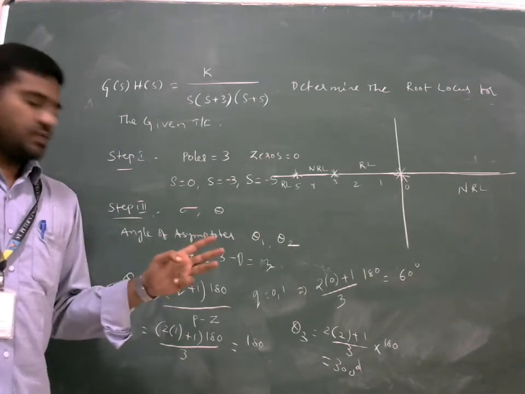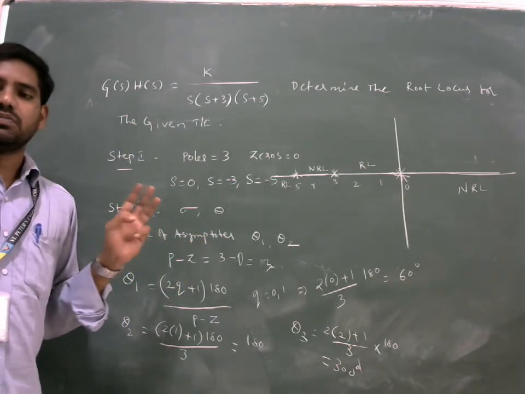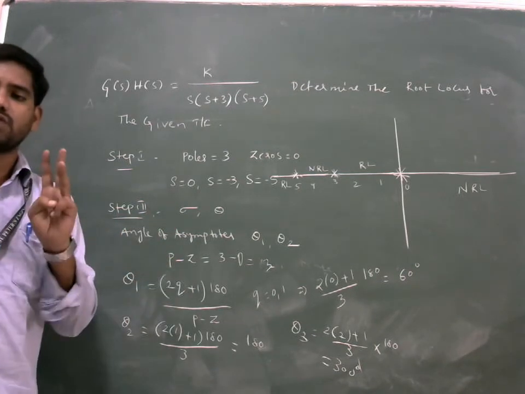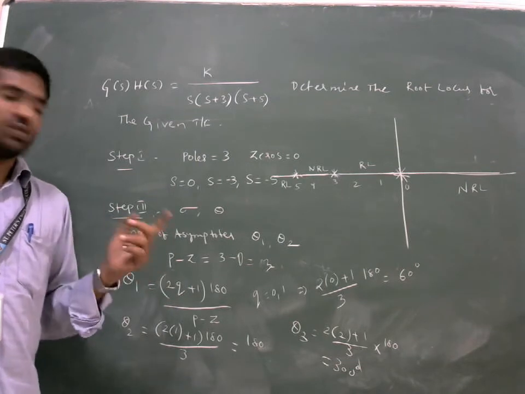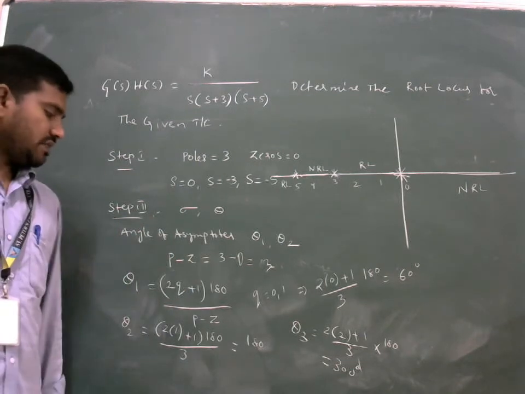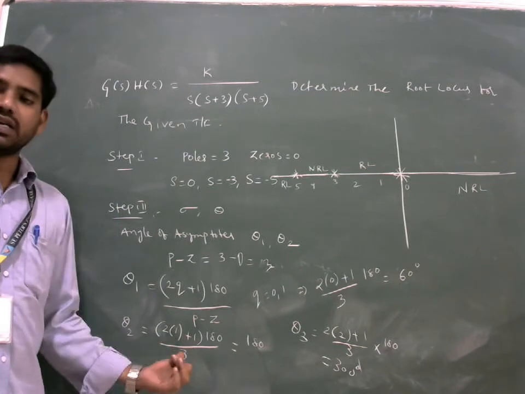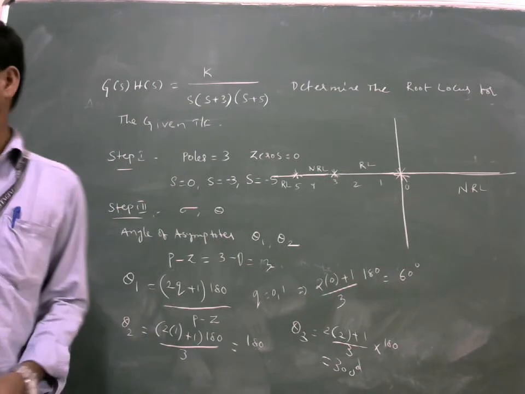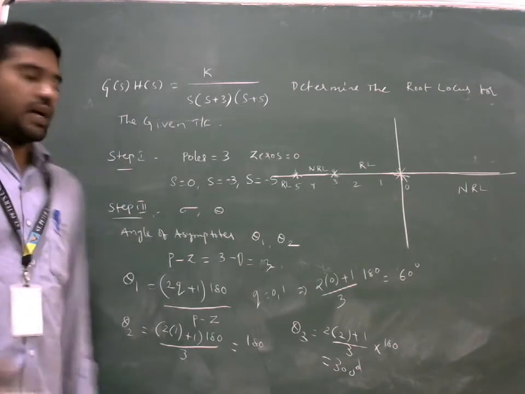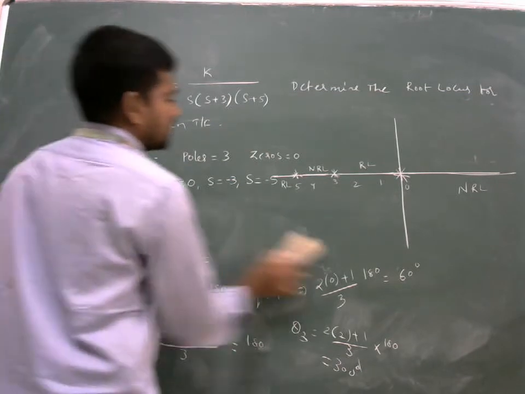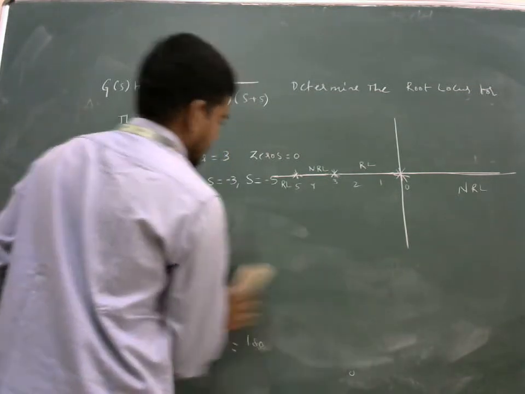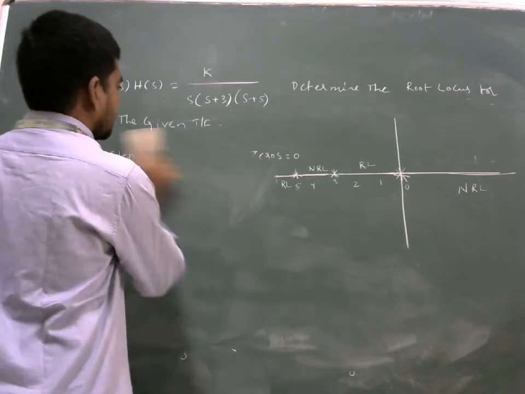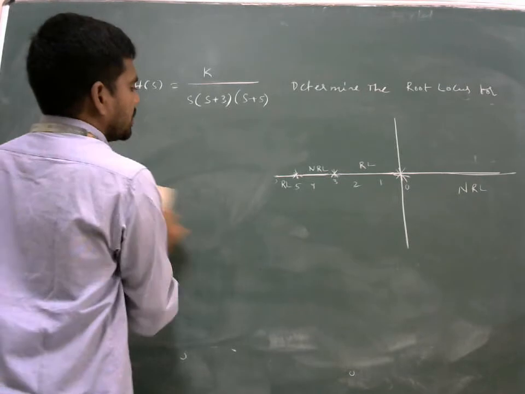Why? Because P minus Z means number of poles minus number of zeros. The number of poles we have is 3 and zeros is 0, so we are going to get 3 angles of asymptotes. We calculated theta 1, theta 2 and theta 3. What is the next step we need to find out? We located the poles and zeros on the real axis, and we found those poles and zeros also.